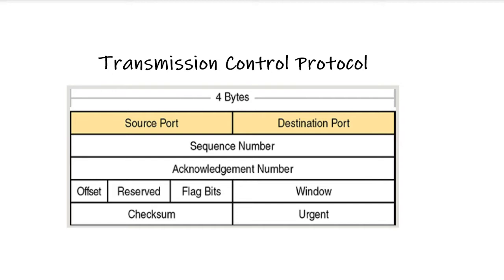So on the screen, what you are seeing is the header of TCP. In this, you see the first 4 bytes are left intentionally. After that, the first field is the source port, the second one is destination port, third one is sequence number, fourth one is acknowledgement number, and the other fields, that are offset, reserved, flag bits, window, checksum, and urgent, we'll discuss them in another video explaining in great detail.